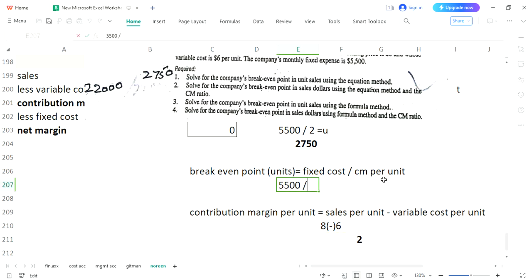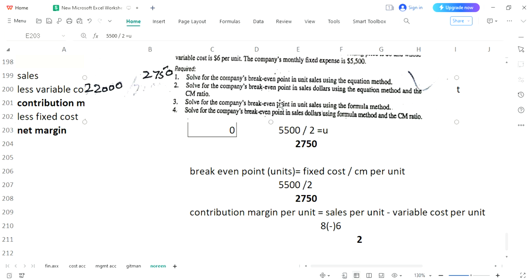5500 divided by CM per unit, meaning contribution margin per unit, which we have calculated by subtracting per unit variable cost from sales per unit. And the answer was 2. You can put it over here. And now it's time to calculate. 5500 is to be divided by 2. So 2750 has arrived again, which we have already calculated.